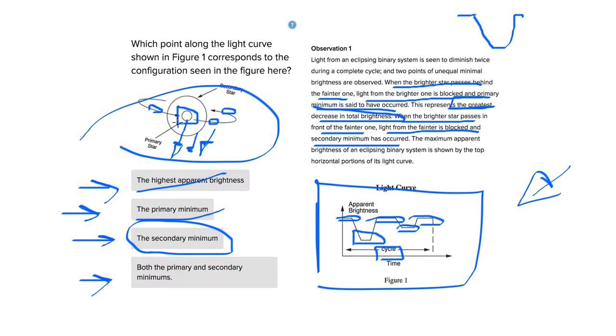Then the primary star is going to cover some of the secondary star's light, so it will be just a little bit less bright, but you still have the brightness from the primary star there. Then it goes out to the outside again, so it will be just as bright as before. And it repeats in a cycle over and over again. Both the primary and secondary minimums, you can't have both at the same time, so that couldn't be the right answer either. So this is why choice C is the correct answer.